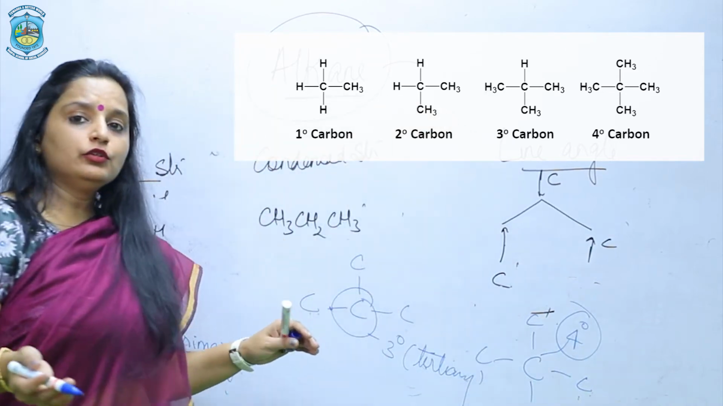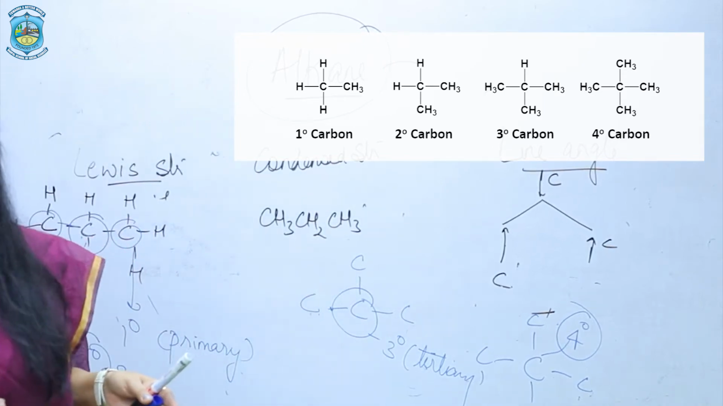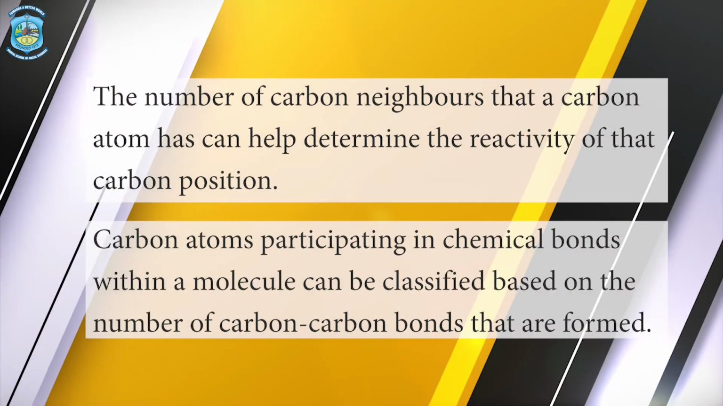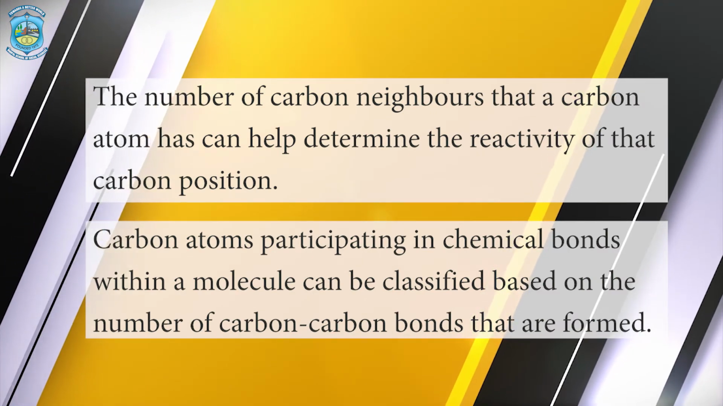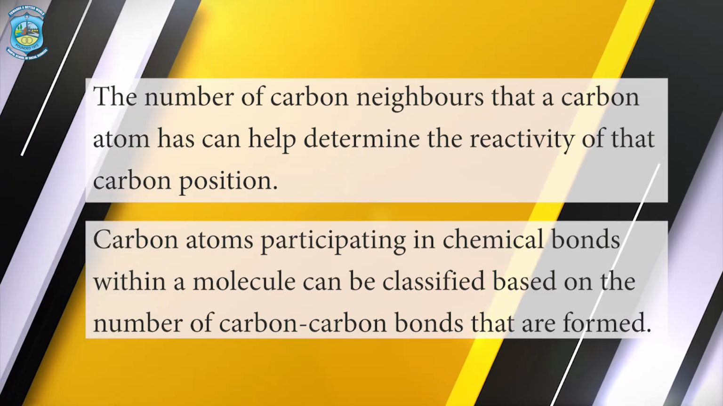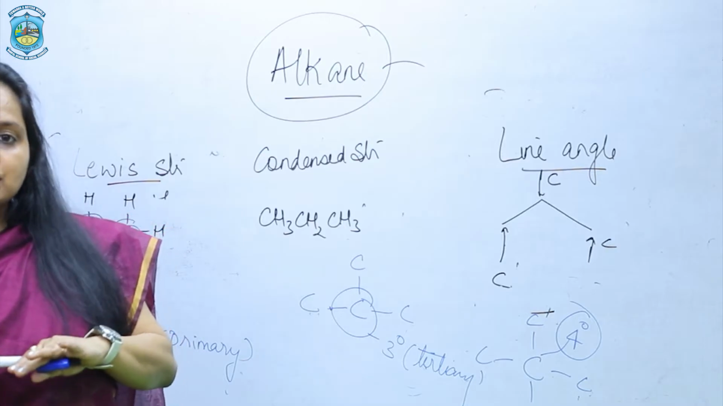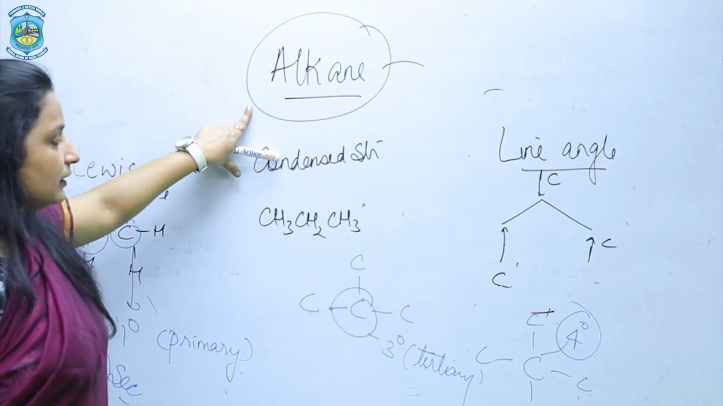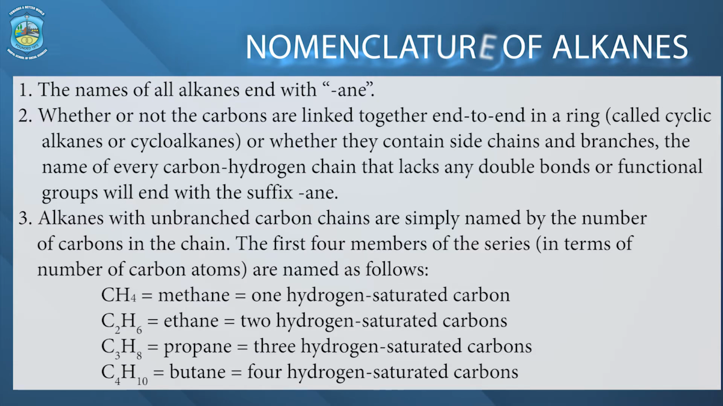Later on you will see that primary, secondary, tertiary and quaternary carbons are important in alkanes because they decide the chemical reactivity of that particular alkane, and they are also responsible for the stability of different alkanes. So we need to know the presence of primary, secondary, tertiary and quaternary carbons in a particular alkane. Now, we are going to study the nomenclature of alkanes. As you have already observed, I was naming the first compound as methane.